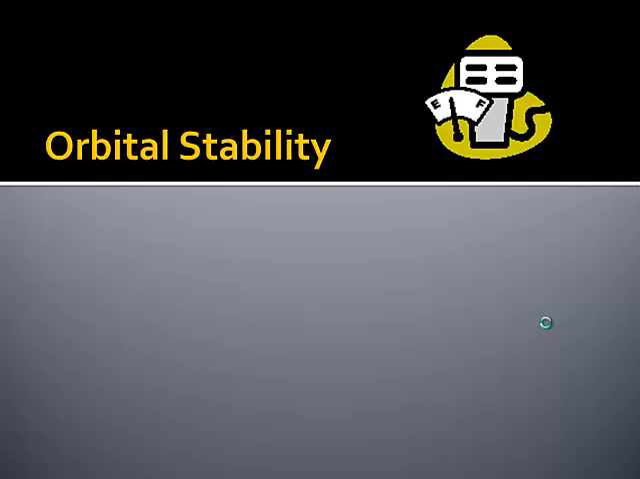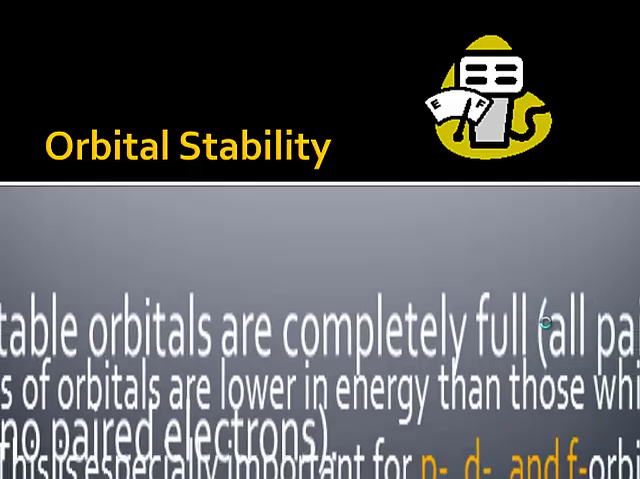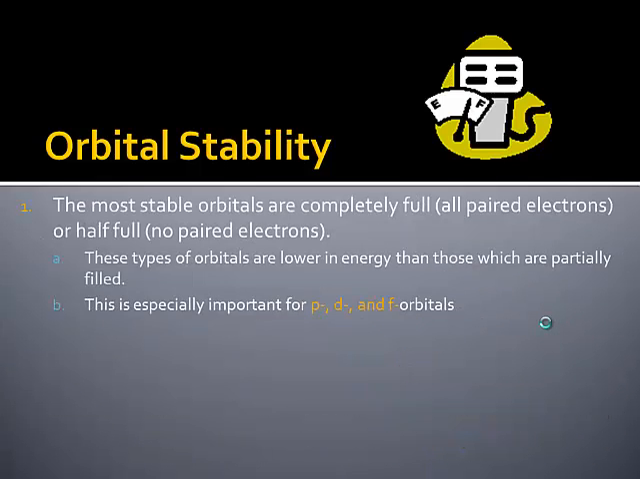The last thing we need to talk about for this particular topic is orbital stability. And what we see is that the most stable orbitals are the ones that are either completely full, so that they have all paired electrons, or are half full, so there are no paired electrons, because we know electrons are negative and they don't like to be together. These types of orbitals are lower in energy than those which are partially filled, even lower than we would anticipate they would be. And this is particularly important when we look at p, d, and f orbitals.